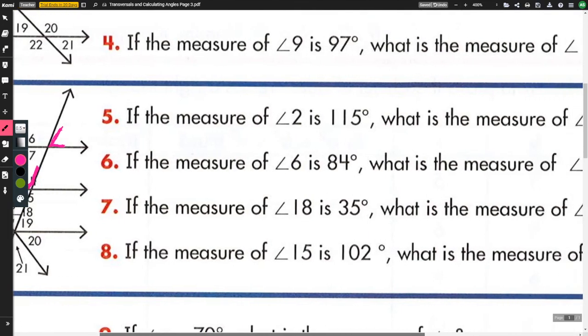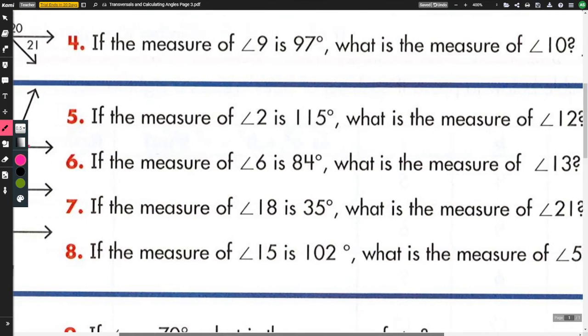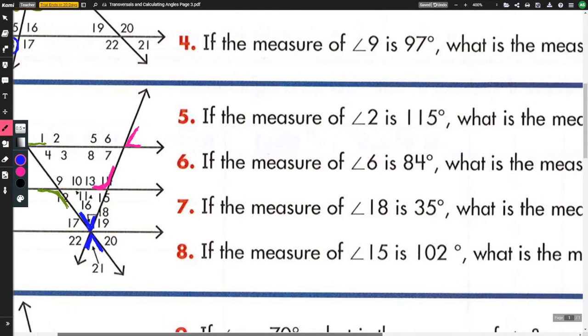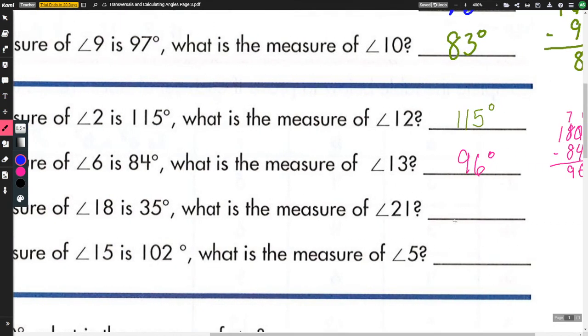Now, if the measure of angle 18 is 35, what is the measure of angle 21? This one is 18, and this one is 20. As you see, they are vertical angles. They are on opposite ends. In vertical angles, if one is 35, the other is 35.